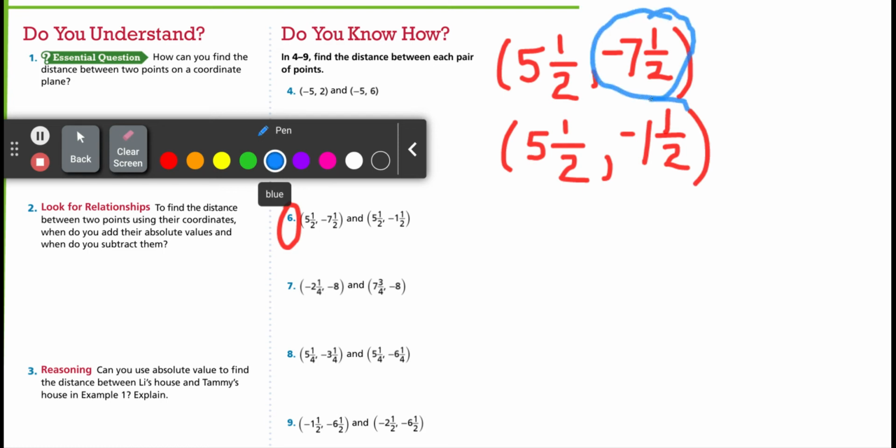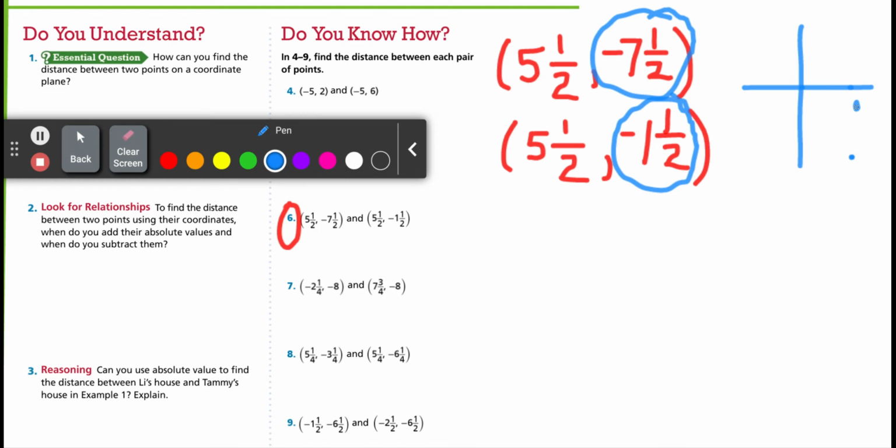So if we look at these, our y value is going to be different. Our next step is going to be to decide if we're going to have to add or subtract these points to find the distance between them. So let's just do a little sketch here to help us estimate and decide if we'll be adding or subtracting. To plot this first point, the one on top, we would move 5.5 to the right and then down 7.5. So that would be way down here. Now for our second point, we're going to plot 5.5 to the right, down 1.5.